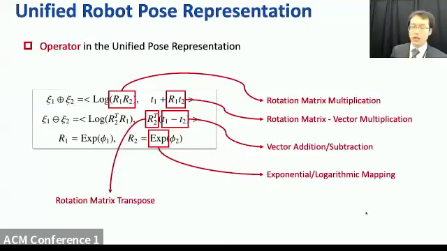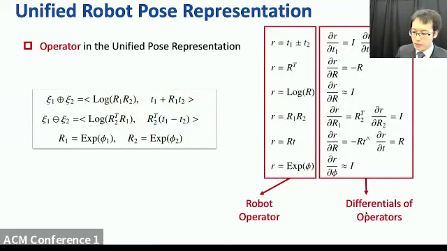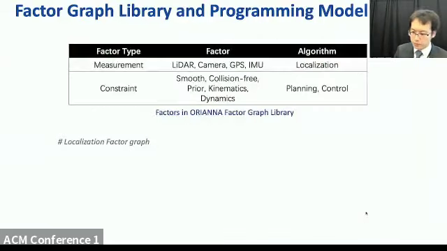And based on that, we define robot operators using the generalized addition and subtraction. Here, it includes rotation matrix multiplications, transpose, and rotation matrix-vector multiplications, etc. We only need these robot operators to derive the differentiations of these operators, and then we can get the values of any composite operations and construct the linear equation system for the different robotic algorithms.